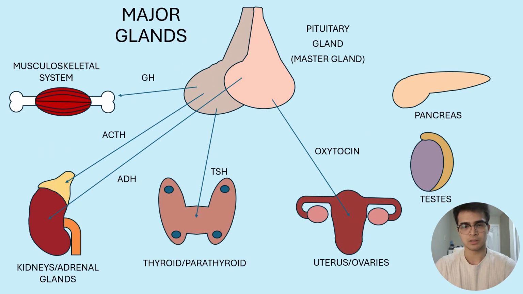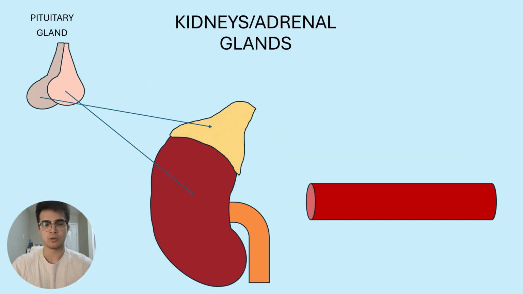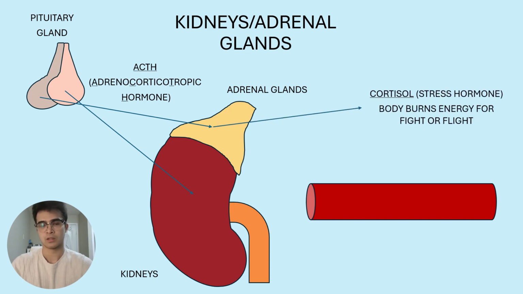All right, so next is the kidneys and adrenal glands, and the pituitary actually releases two hormones for this. So there's two important organs to note in this slide, and that's the kidney and the adrenal gland that sits on top. Let's look at the first pathway, which involves ACTH. That stands for adrenocorticotropic hormone, which means that it targets the adrenal glands to release another hormone. This is called cortisol.